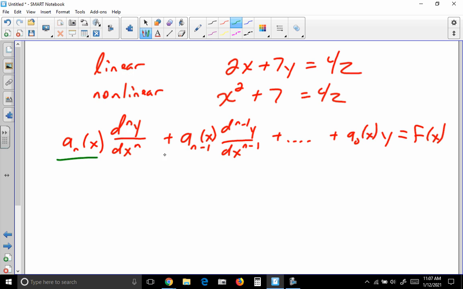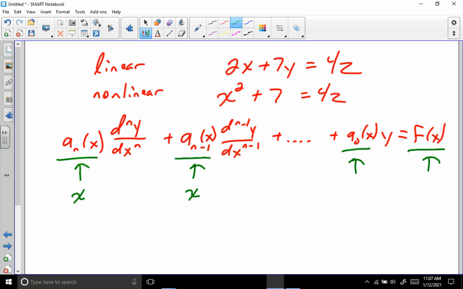As long as these coefficients are in terms of the independent variable, as long as these all deal with the independent variable, in this case x, then this is said to be linear. But if it has the dependent variable y in them, then it's not linear. And the coefficient could have various powers of x, various powers of our independent variable, as long as it doesn't have our dependent variable in there.